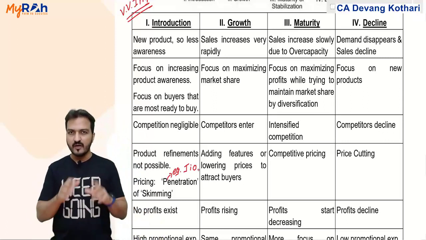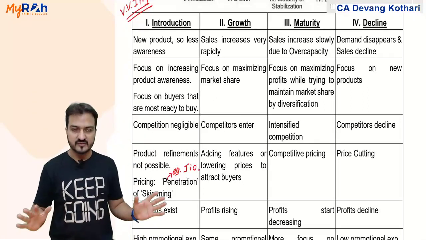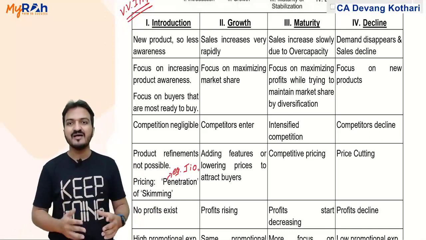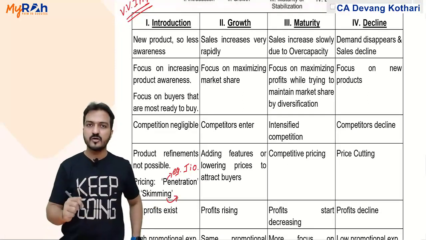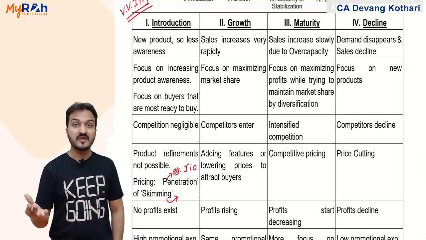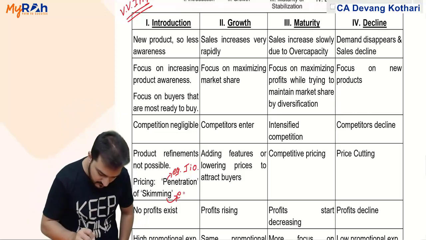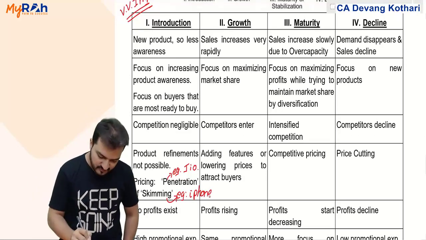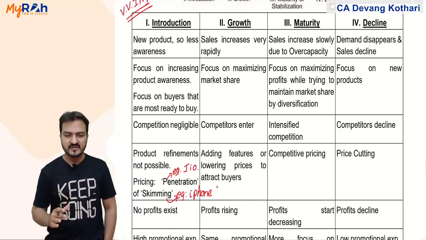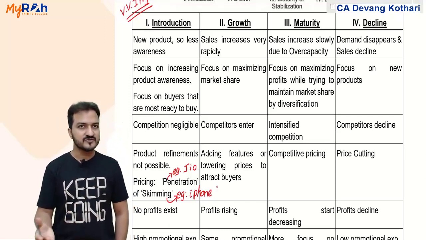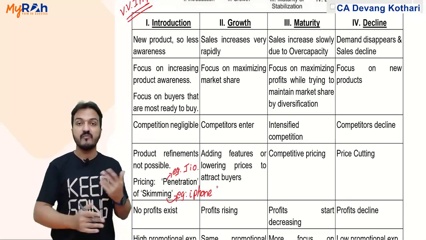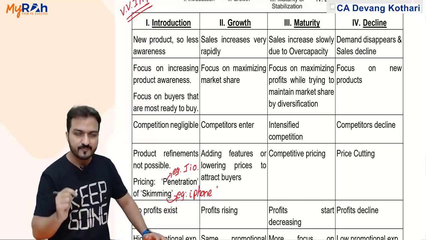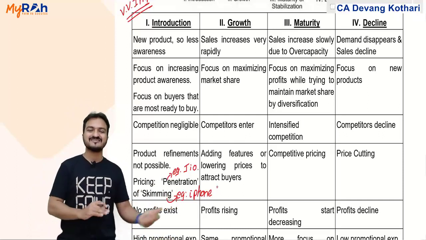While skimming price means at the launch of the product, I will charge a very high price. After a few months later, I will start decreasing the price. So skimming price means that at the launch of the product during introduction stage, I charge very high price. Exact opposite of penetration pricing. Example, iPhones. Because in case of iPhones, when they launch a new iPhone, they charge very high price. Not only iPhones, for every kind of mobile phones, at the launch they charge very high price because they need to recover the development cost, research and development, marketing cost. So during the launch they will charge very high price. Later they will decrease the price. That is called skimming price.